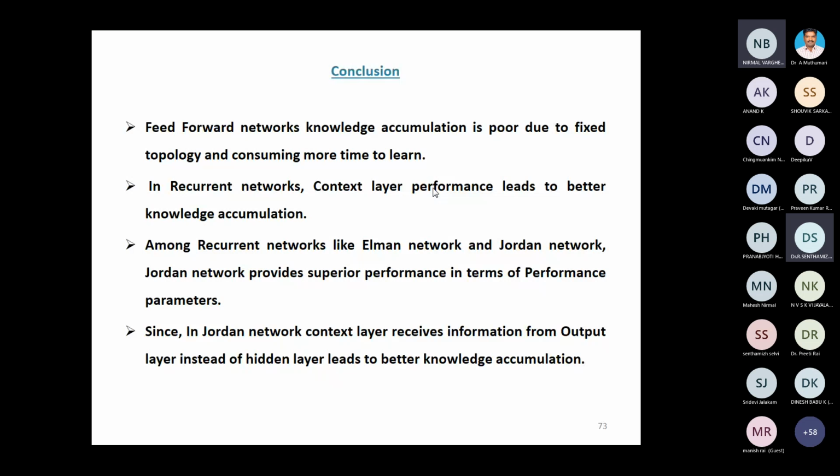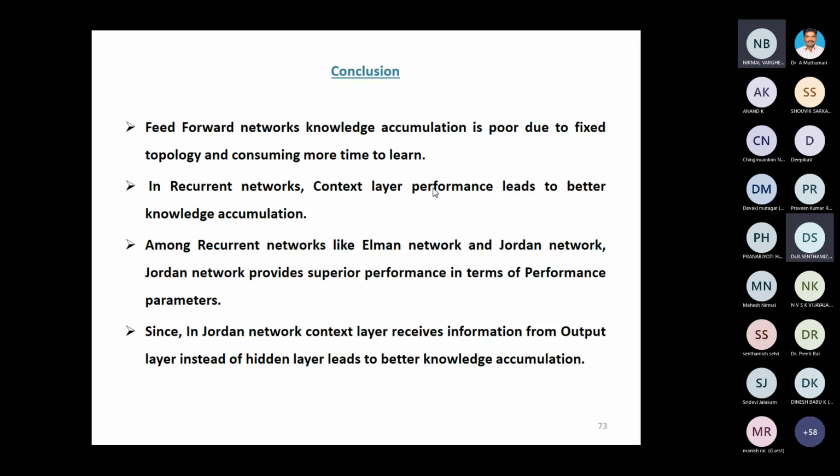feed forward networks' knowledge accumulation is poor due to fixed topology and they consume more time to learn. You know, feed forward networks, all the architectures are feed forward only, because why is it called feed forward? The inputs are fed from input to hidden, then hidden to output. Of course, we may have more number of hidden layers, no problem. All must be feed forwarded. Okay, that is what is called feed forward neural networks.